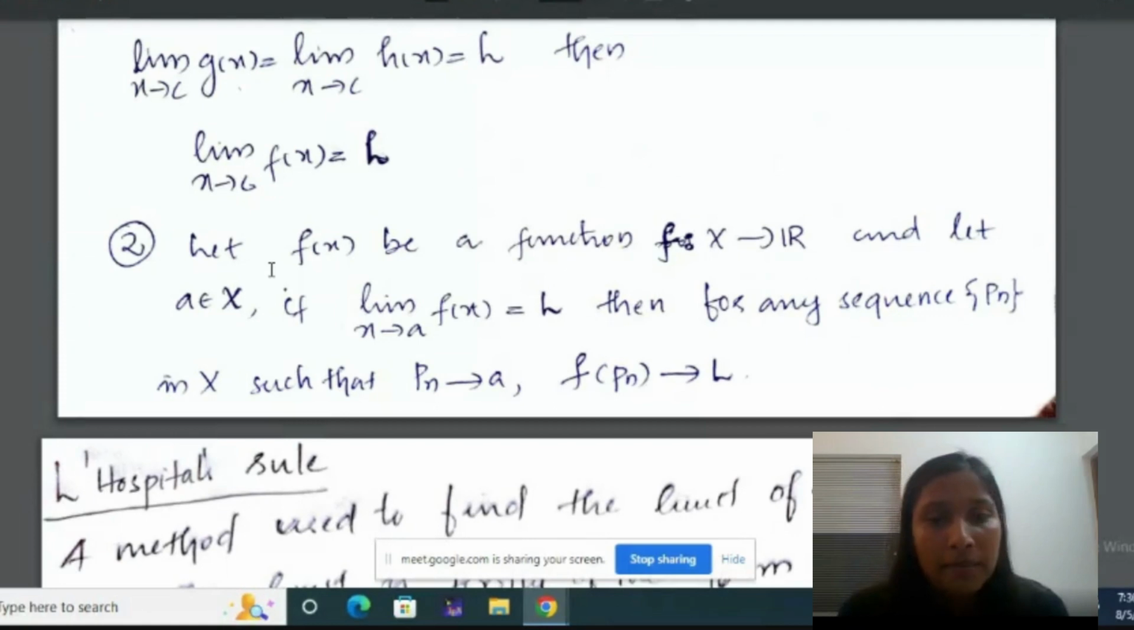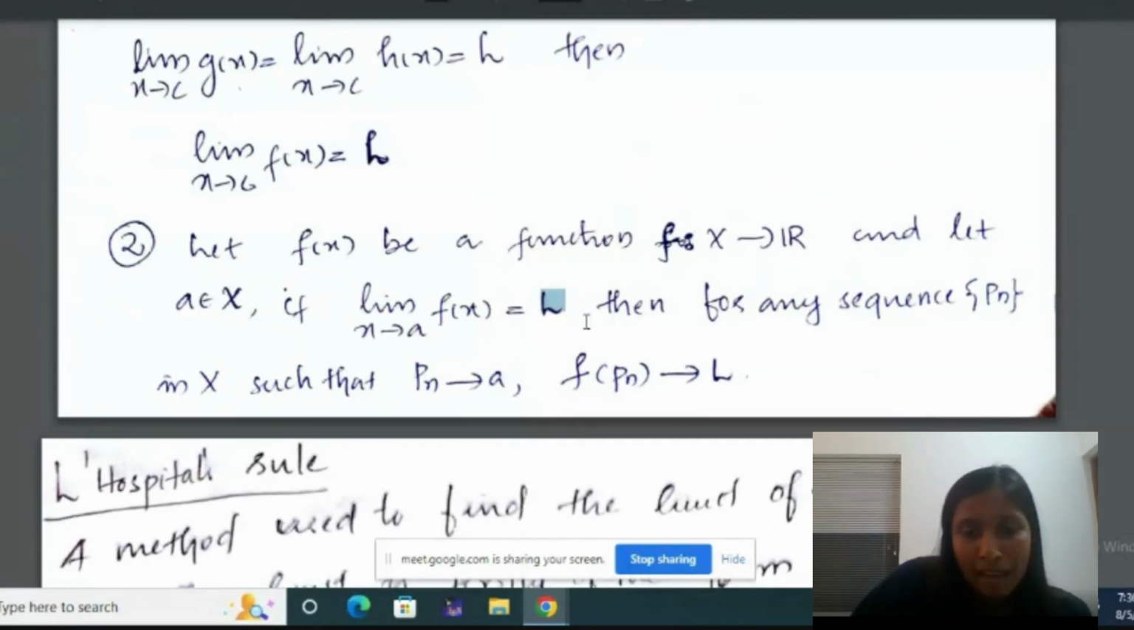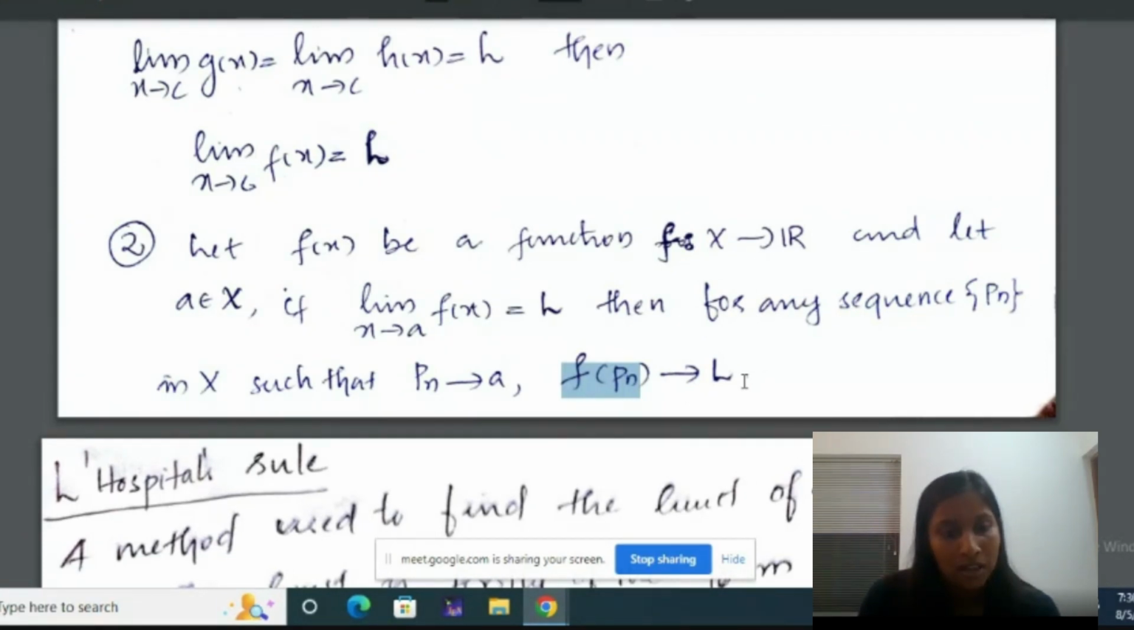The next one: if a function is given and you have to find a limit at some point, there is a result like this. Let f be a function from X to R, and let a belong to X be a point where we have to find its limit. If the limit as x tends to a of f of x equals L, if it exists and has a unique value, then if we take any sequence approaching a, the function value at that sequence should approach L. So there may be some problems in the coming section where we have to prove that the limit does not exist. For that, you just find two sequences. For one, the function value approaches some value a, and for another sequence, the function value approaches some b, where a is not equal to b. Then you can say that the limit does not exist for that function.